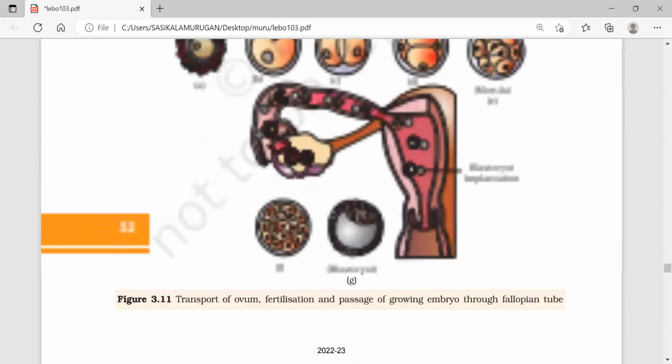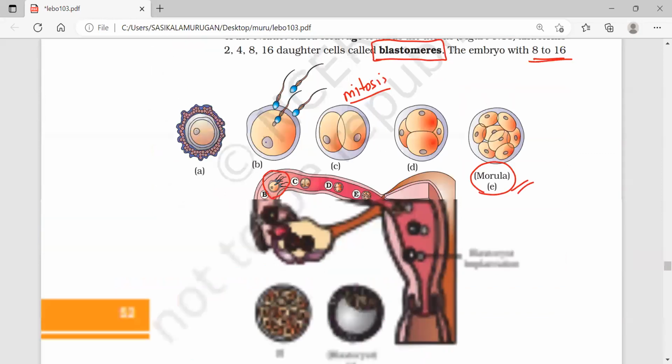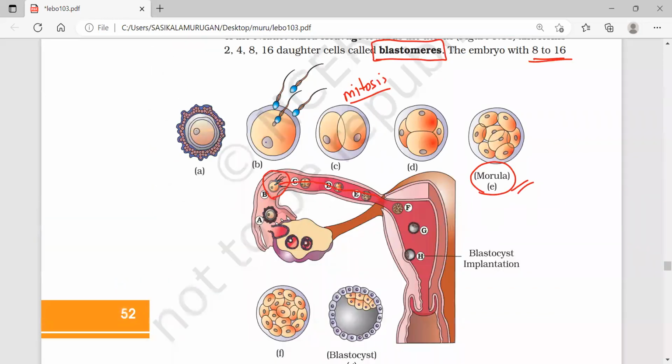Okay. Look at this. From here to here. From here to here. This is the traveling region. This is cleavage.